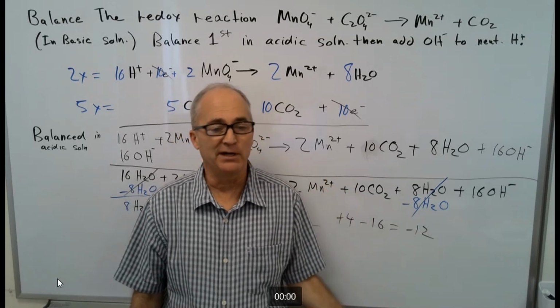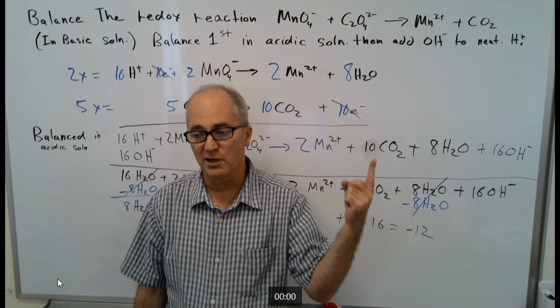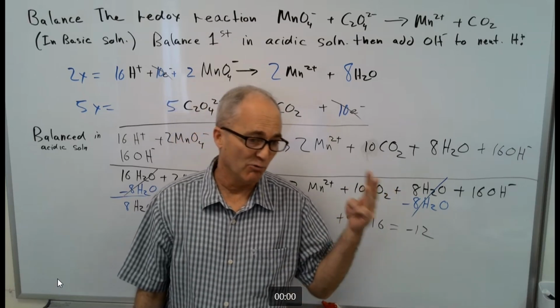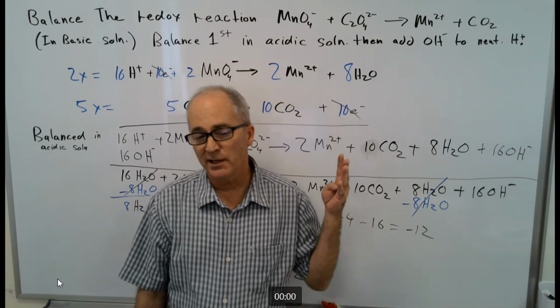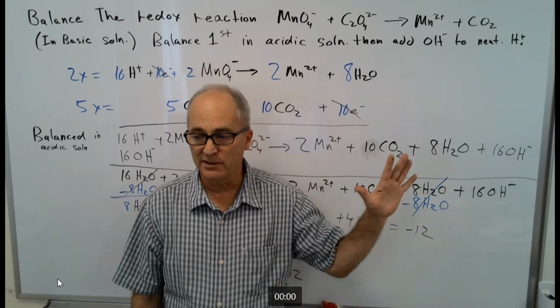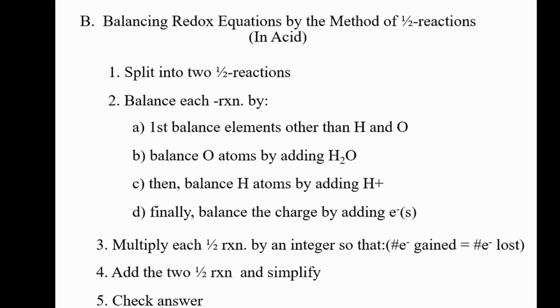What do we normally do? Balance elements other than hydrogen and oxygen. Balance oxygen by adding water. Balance hydrogen by adding protons. Fix charge by adding electrons. These 5 steps. We don't have one for starting out in base.